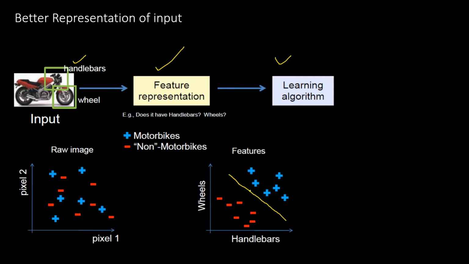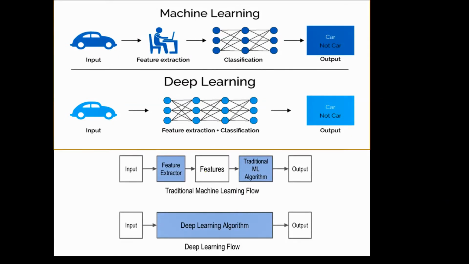Then we discussed how deep learning is different from machine learning. In traditional machine learning, we have hand-engineered feature extraction, and after the features we feed them to a classifier. But in deep learning it is combined, and this is what we call end-to-end learning. We give an input and we get an output.